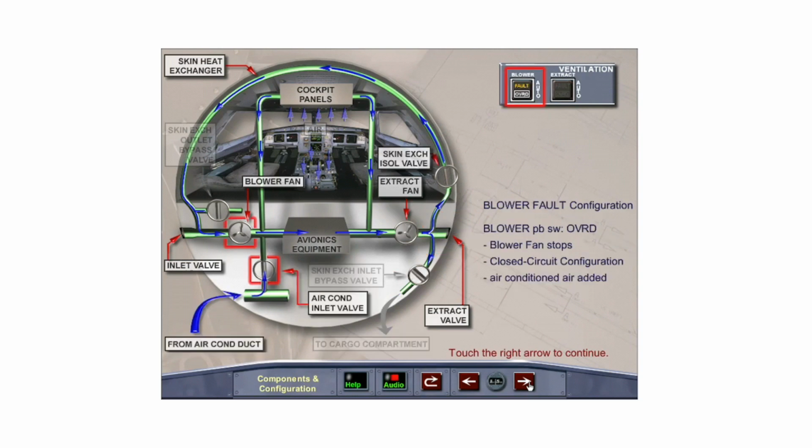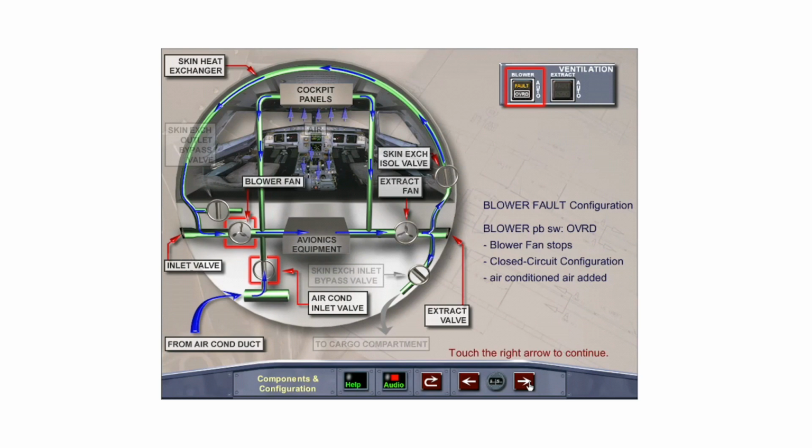If blower airflow is low or high temperature is detected in the ventilation system, the blower fault light illuminates and the blower push-button switch must be selected to override. The blower fan stops and the avionics ventilation system operates in the closed-circuit configuration. The extract fan continues to run.